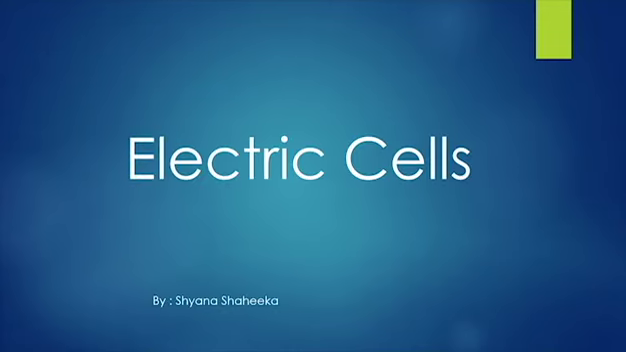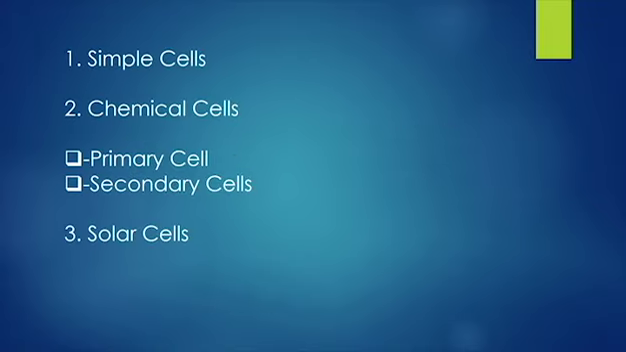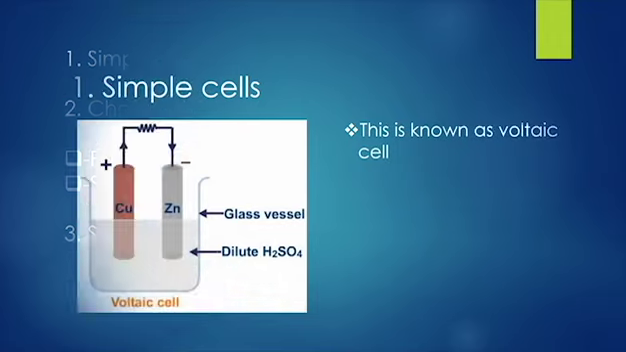Hi children, today we are going to learn about electric cells. The categories of electric cells: simple cells, chemical cells, and solar cells. Let's see what are simple cells.